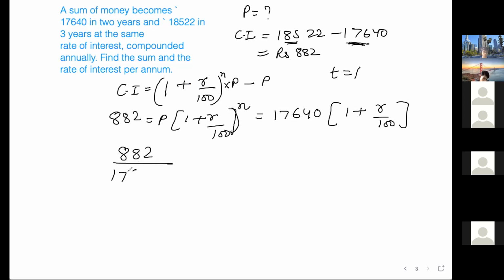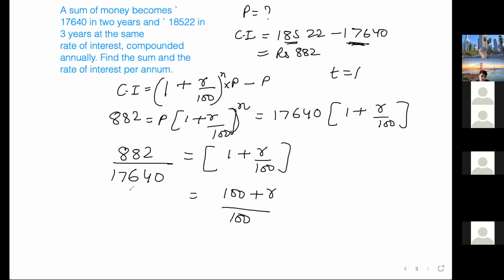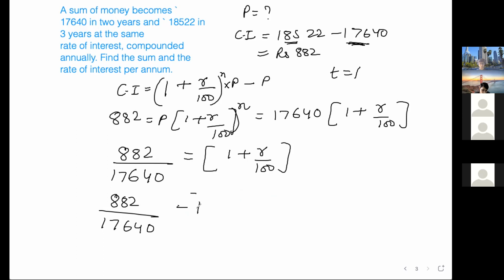So 882 upon 17640 और इधर पे आ गया 1 plus R by 100 is equal to, we'll calculate it over here, 100 plus R upon 100, यहाँ पे P तो यहाँ चला गया. Let us do 1 ही रहने देते हैं, -1 यहाँ पे कर देंगे, ठीक है. I'm not simplifying right now. कुछ उल्टा लिखा है क्या हमने? Just a minute, why we are getting negative? Something wrong we have written. Principal is this 1 plus R by 100.